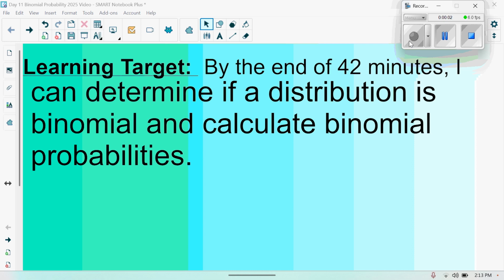Hey everyone, today we're going to talk about the binomial distribution. It's going to be a brand new distribution that we have not talked about yet, and it has specific properties that make it binomial. So we're going to talk about what makes a setting a binomial setting, as well as how to calculate binomial probabilities.